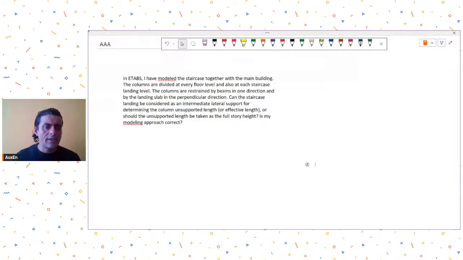So he's saying, in ETABS, I have modeled the staircase together with the main building. The columns are divided at every floor level and also at each staircase landing level. The columns are restrained by beams in one direction and by the landing slab in the perpendicular direction. Can the staircase landing be considered as an intermediate lateral support for determining the column unsupported length?